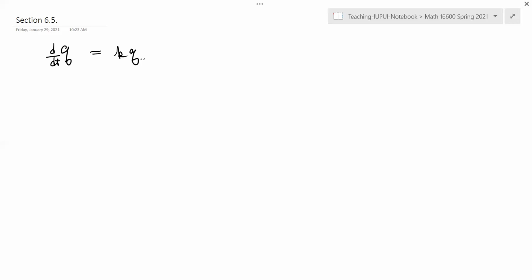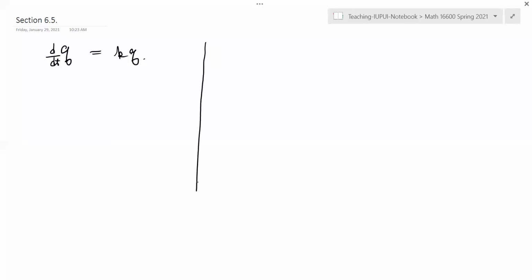So we try to solve this equation, and we will get an exponential function. Q will be a constant times an exponential function.